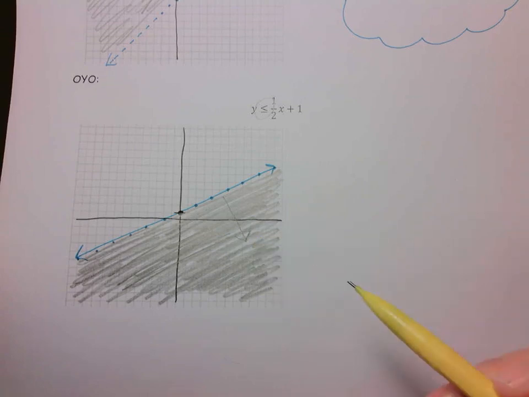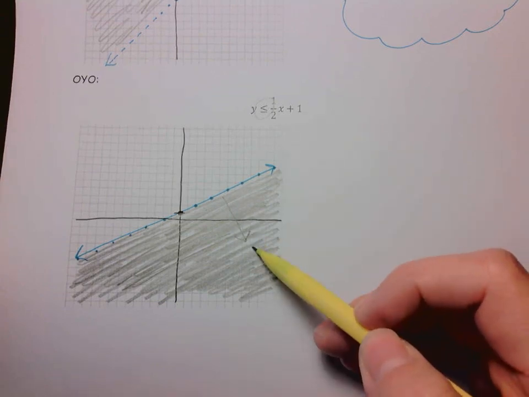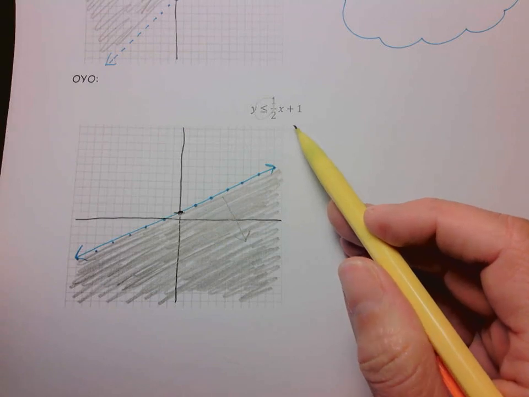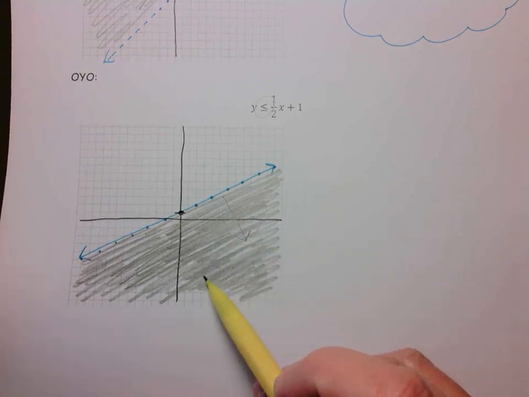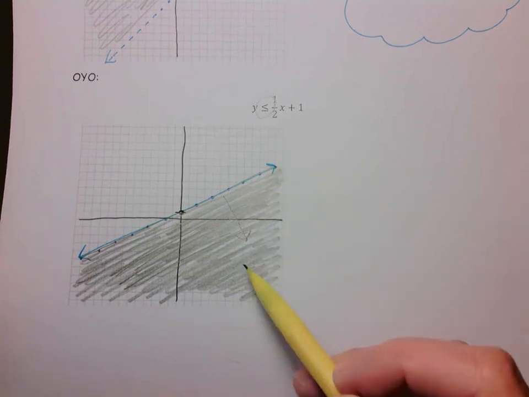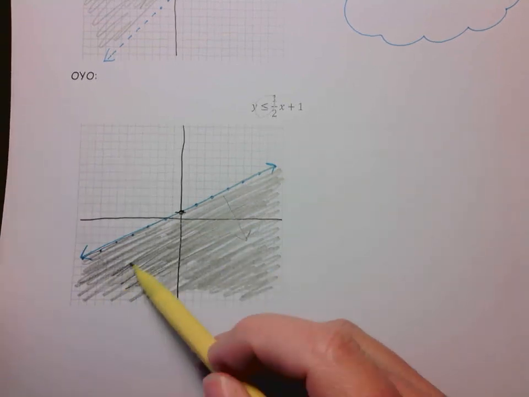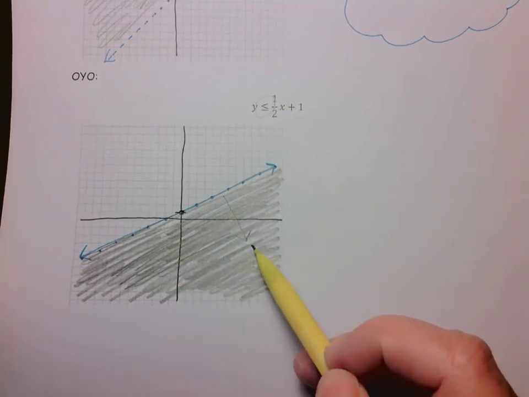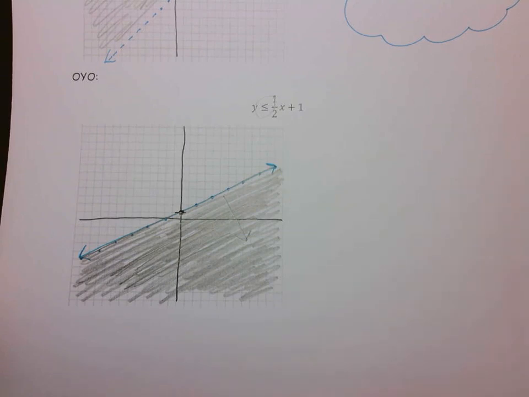So what exactly does this mean? All of the solutions for this inequality, all of the coordinate points that are going to make this inequality a true statement lie in this shaded region here and on the line itself. Again, all of the possible solutions, all of the coordinate points that make this inequality a true statement lie in this shaded area here and on the line itself because it's a solid line, because it's an or equal to.